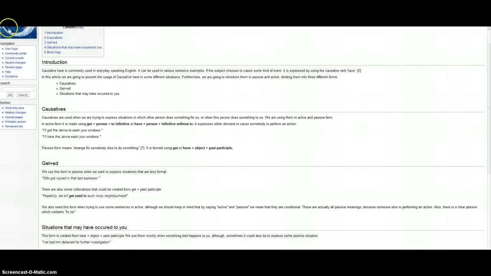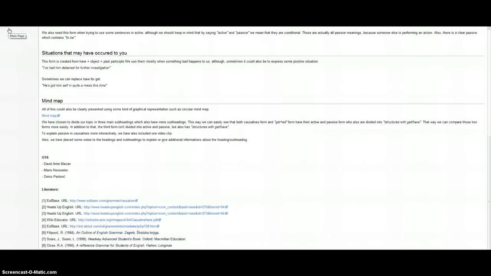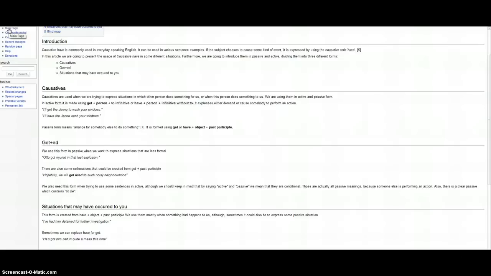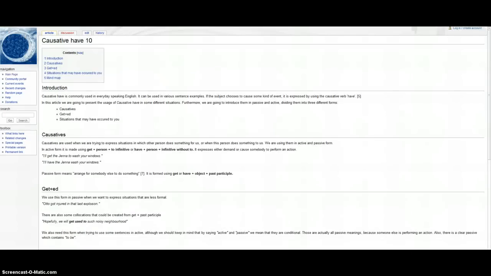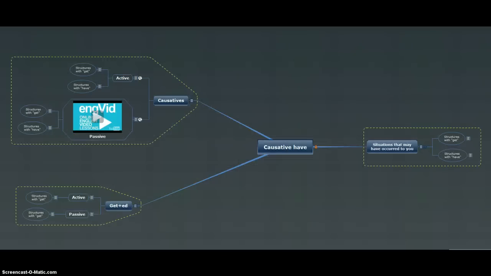Our topic was causative have and its usage in real life, which we have shown on some brief examples. In our article, we have explained the topic with more details that include forms and structures that causatives could have. This is also well accompanied with a mind map that we have created using a web-based tool called Mindomo.